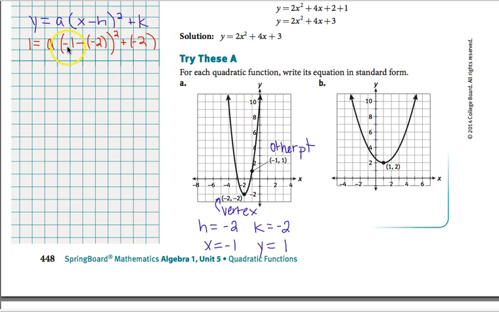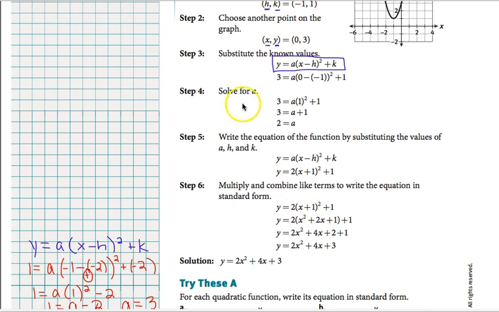So now we're going to simplify. Inside the parentheses first, -1 minus -2. Minus negative becomes a plus, so I've got -1 plus 2, which is 1. So I've got 1 equals a times 1 squared, plus negative means minus, so that'll be minus 2. 1 squared is 1, so 1 times a is just a. And I've got 1 equals a minus 2. So if I'm solving for a, I would add 2 to both sides, and I've got a equals 3. So that's our step 4, solve for a.